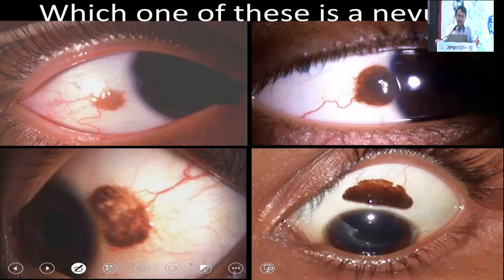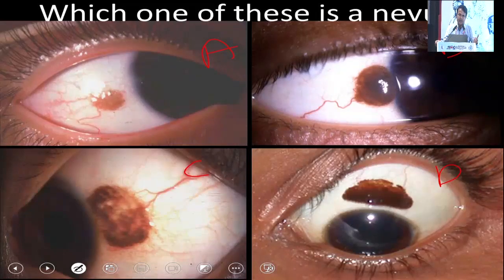Alright, coming to a very common lesion, conjunctival nevus. I have 4 pictures in front of you. Can any one of you guess which one is not a nevus? Is it easy or is it difficult? Let's just name them A, B, C, D. Now which one is not a nevus? Well, we can keep guessing. Most of us will be right when you guess it.